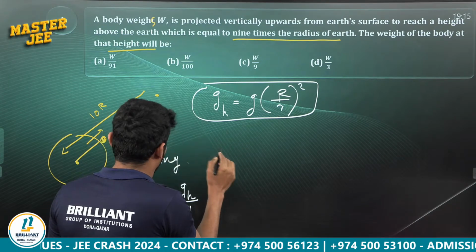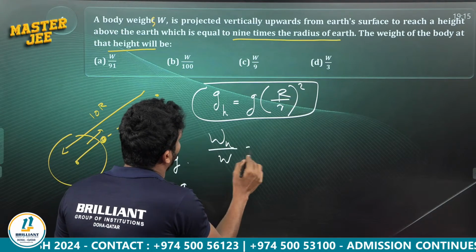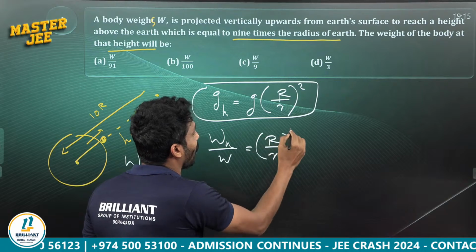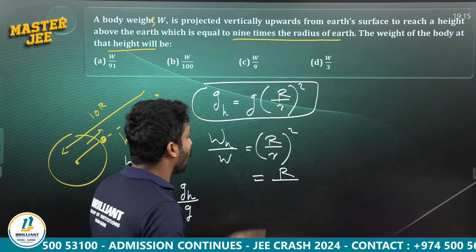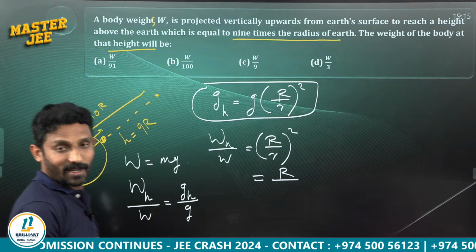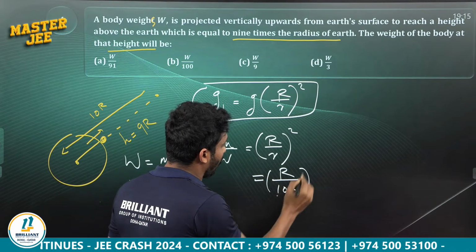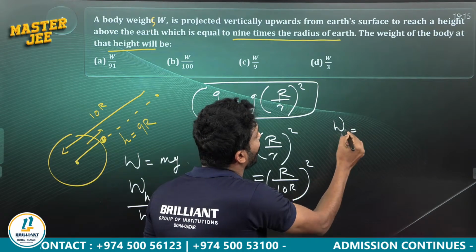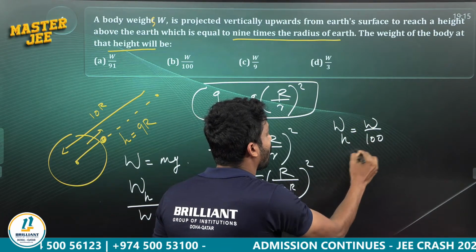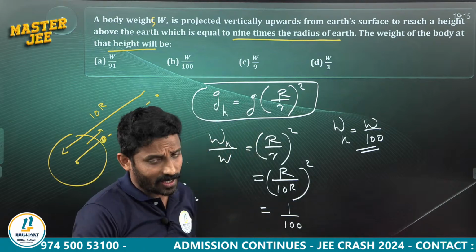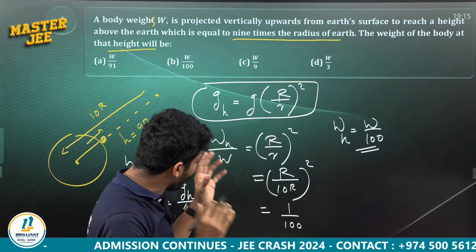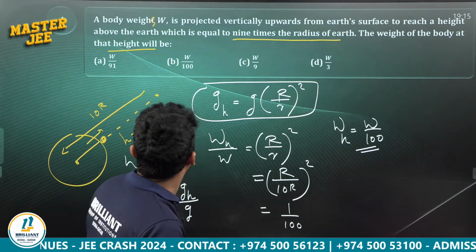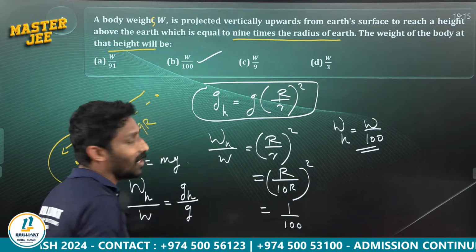Okay, now Wh divided by W is equal to gh by g. Gh by g is R by r whole square. Okay, R divided by small r, which is 10r, the distance from center, 10r whole square. Okay, this is 1 by 100. Then the weight at that particular height is weight on the surface divided by 100. Very easily done. All these questions were asked in previous JEE examinations, but very simply done. Okay, this is the chapter gravitation, a very interesting, very simple chapter. Okay, W divided by 100 is the answer, option B.